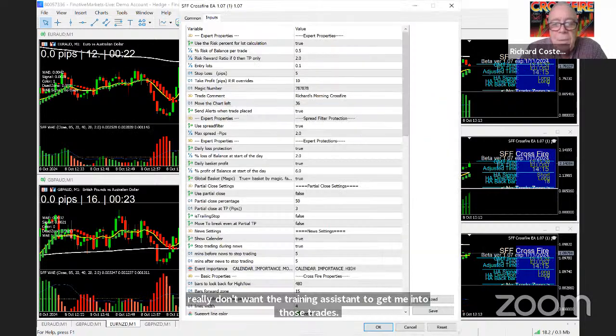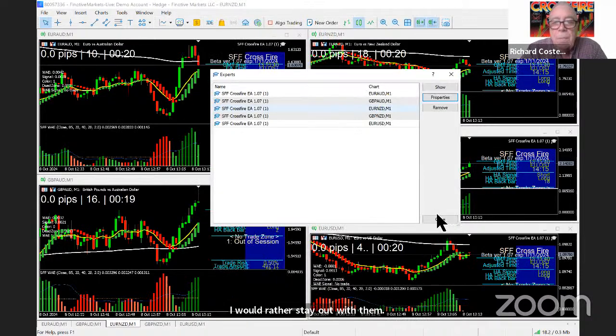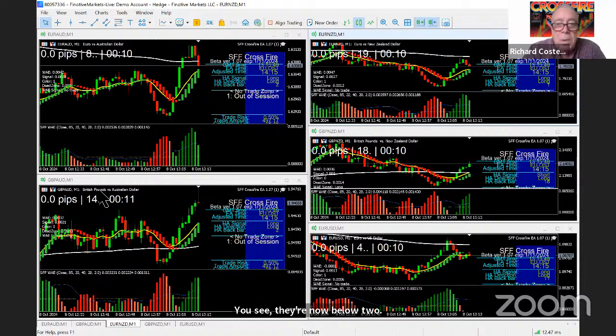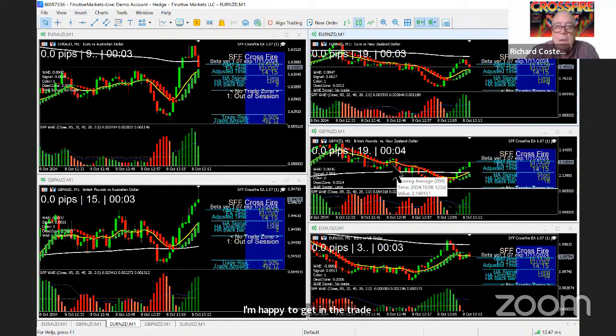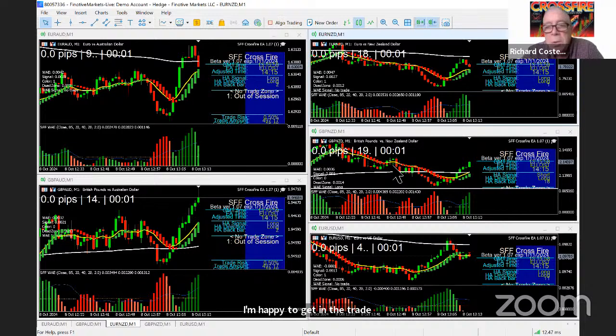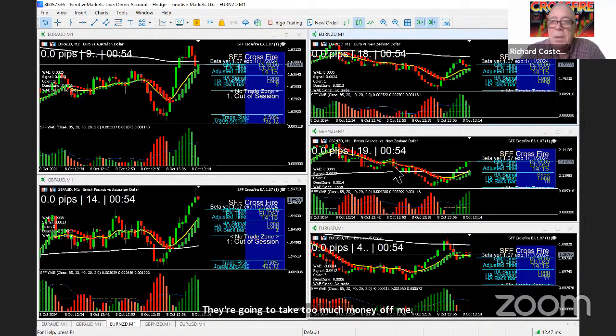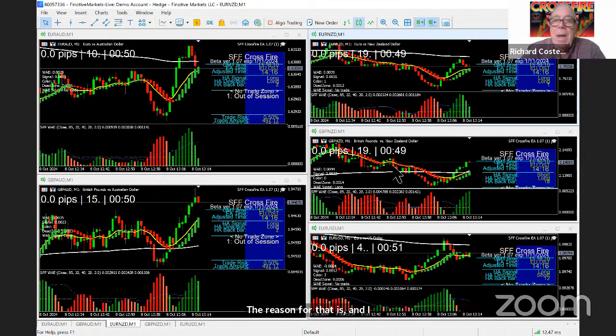If there are occasions when the New Zealand dollar pairs, you see, they're now below 2, and they sometimes come down as low as 13, 14, I'm happy to get in a trade right now. But if it goes to 2.5 pips, I just don't want to know. They're going to take too much money off me, and the reason for that is, and I can hear what Paul was saying yesterday in the back of my head: how many trades do you need?